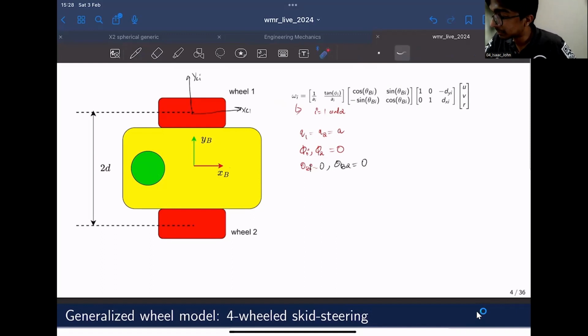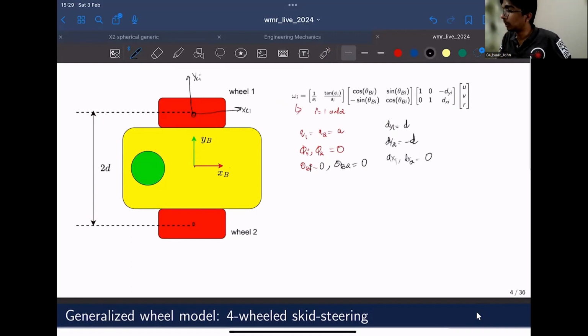And what about these terms dyi and dxi? dy1 would be this distance from the B frame to the C frame. Here the entire width of the chassis is given as 2d. So dy1 would be d, and dy2 would be minus d. And since the x-axis of both frames, C1 and C2, coincides with the XB axis, dx1 and dx2 are 0.